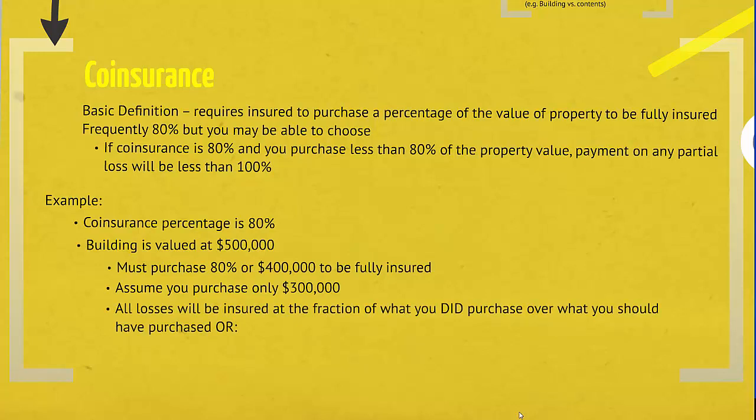All losses will be insured at the fraction of what you did purchase over what you should have purchased, or in other words, 300,000 divided by 400,000, which equals 75%. No loss will be insured, though, for more than $300,000, but all partial losses will be insured for 75%. A total loss of the building, which would be $500,000, would still only be insured for $300,000.